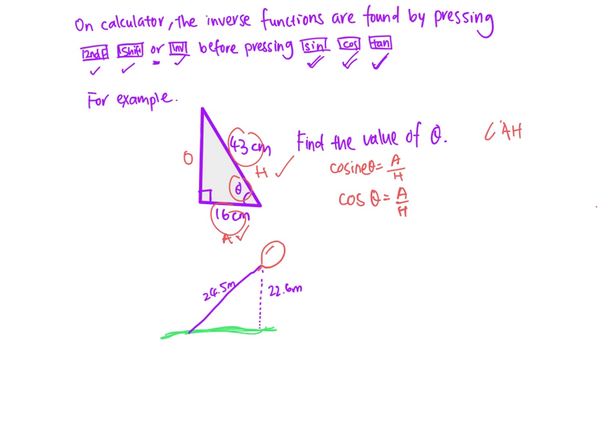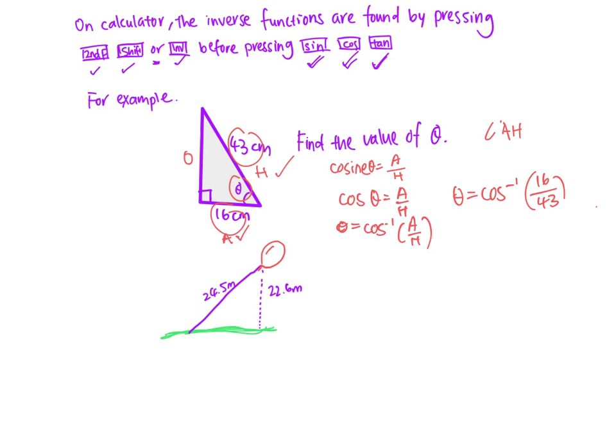Remember, if we want to find the angle, we have to do the inverse operation, which is theta equal to cos -1, bracket adjacent over hypotenuse. From here on, we just need to put in the value of adjacent and hypotenuse. So let's put that in. Theta equal to cos -1 of 16 over 43.